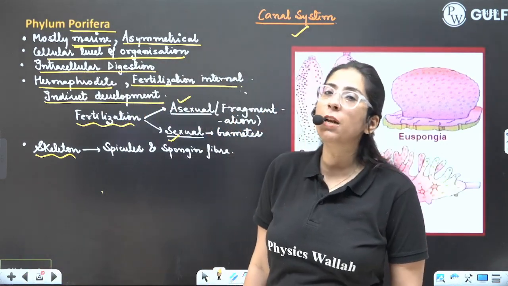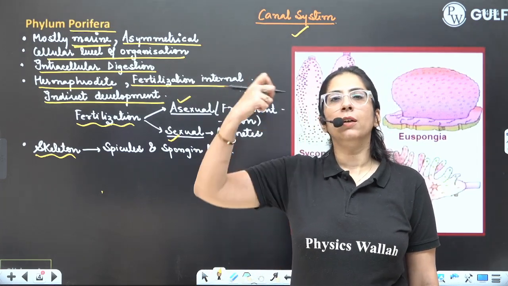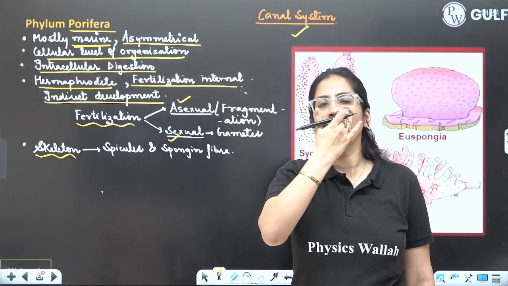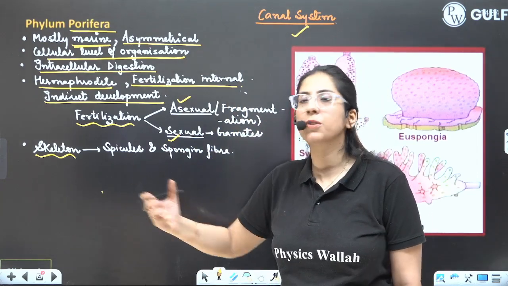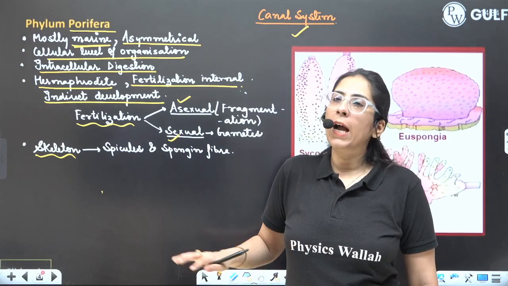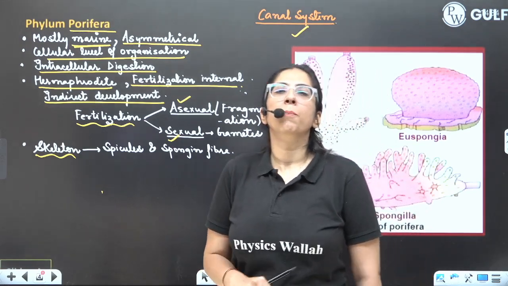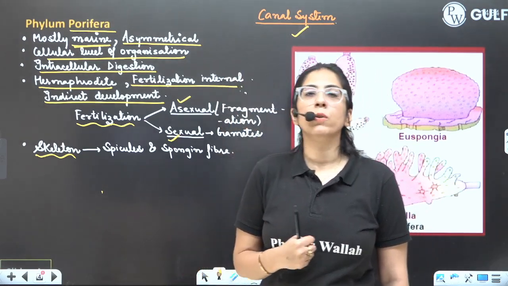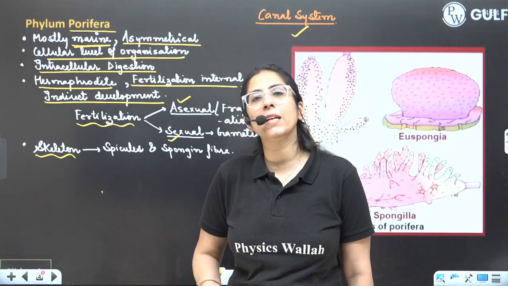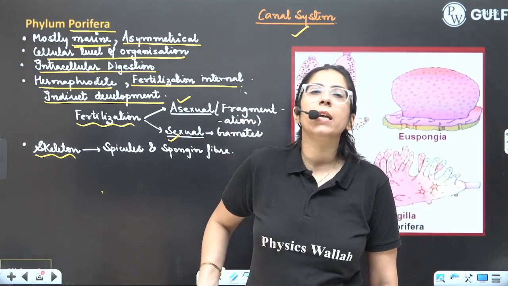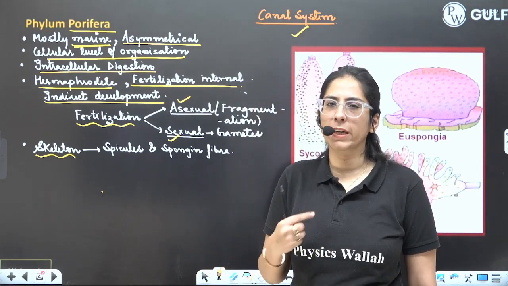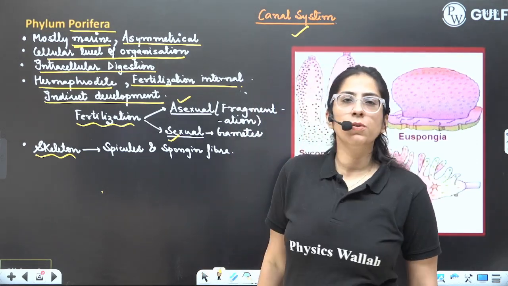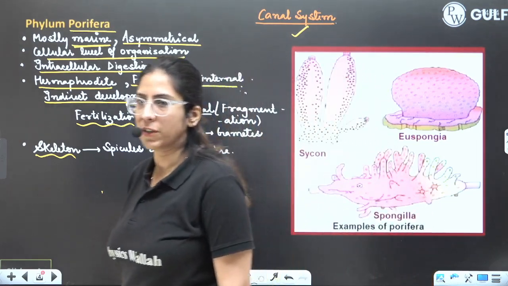On the body, the pores are present through which the water comes in. So water comes in and brings the food. And there is another pore through which the fluid, that means the water, goes out, that is the osculum. That takes out the nitrogenous waste and the gases. So this is how it has a great role. Clear? Spicules and spongin fiber, the rest of the features we have discussed.